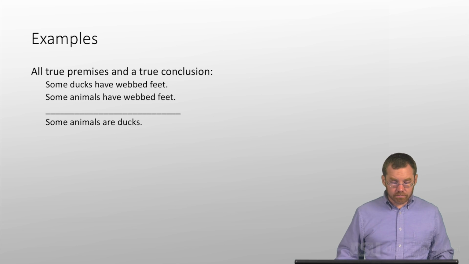Let's look at some examples. Here's one with all true premises and a true conclusion. Some ducks have webbed feet. Some animals have webbed feet. Some animals are ducks. It's true that some ducks have webbed feet. It's true that some animals have webbed feet, specifically ducks. And some animals are ducks.